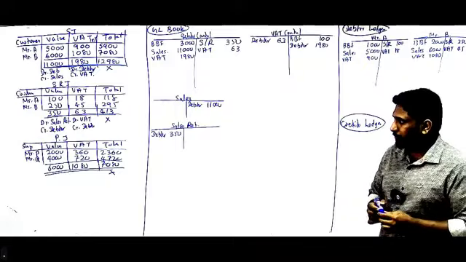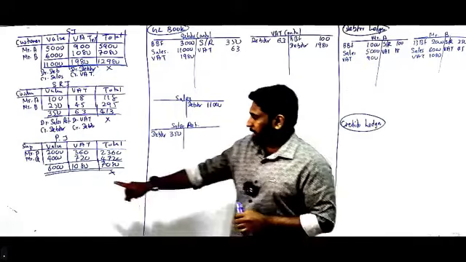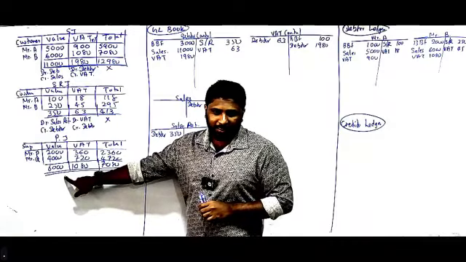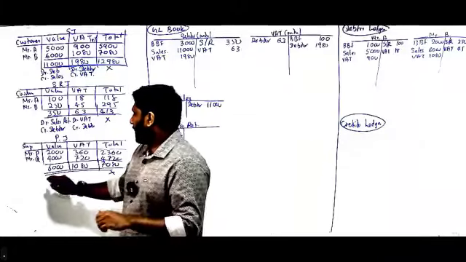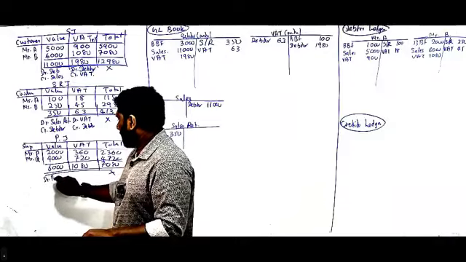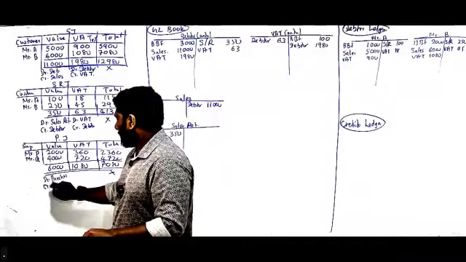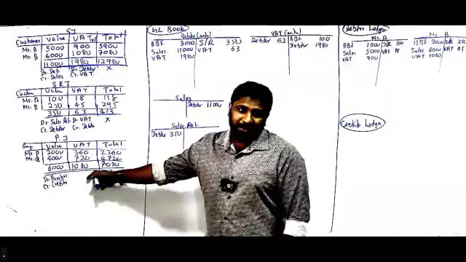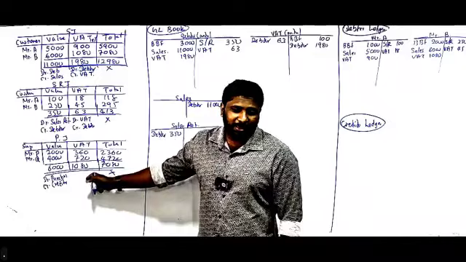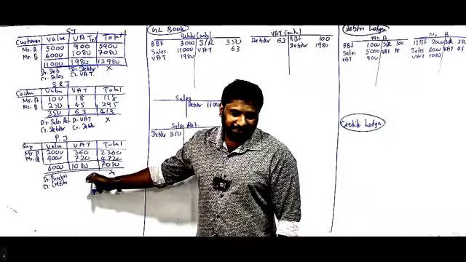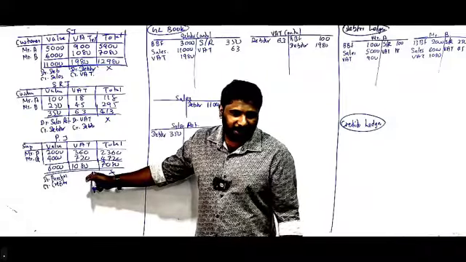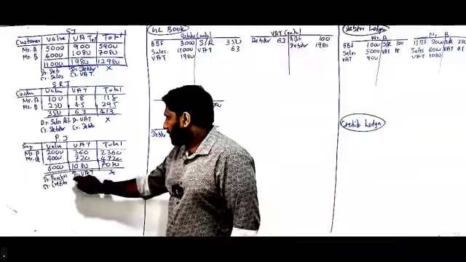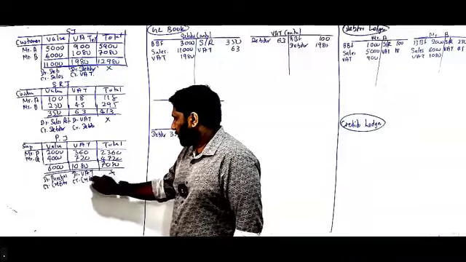Write the double entries now. 6000. What's the double entry? Debit the purchase account. Credit the creditor's account. So this is VAT on purchase. VAT on purchase, debit value, then credit value. I told you, in the summary also just now I gave you. Debit value. So debit the VAT. Credit the creditor.